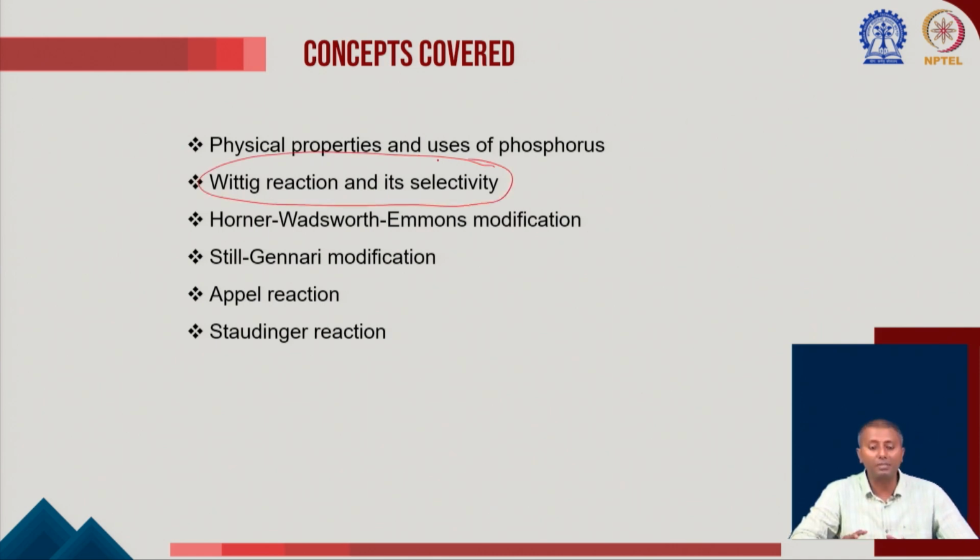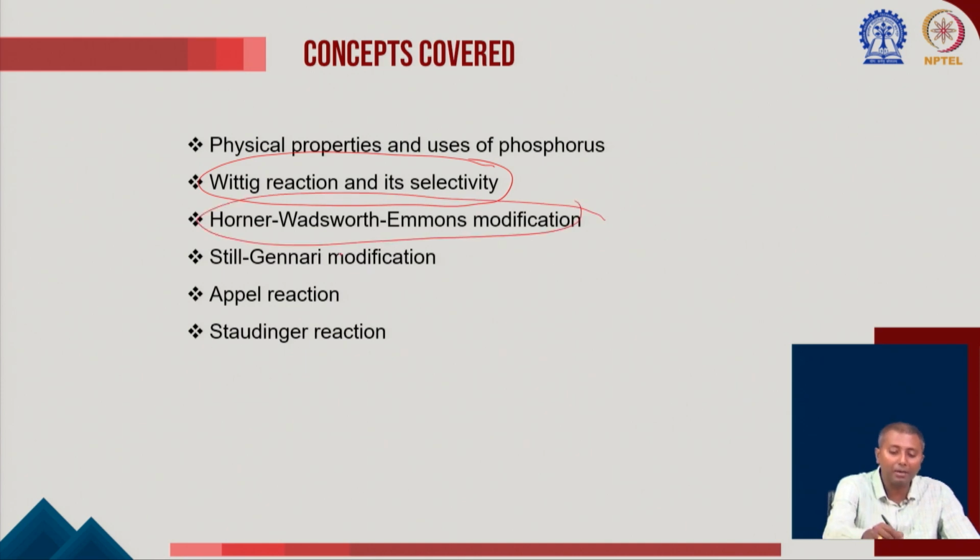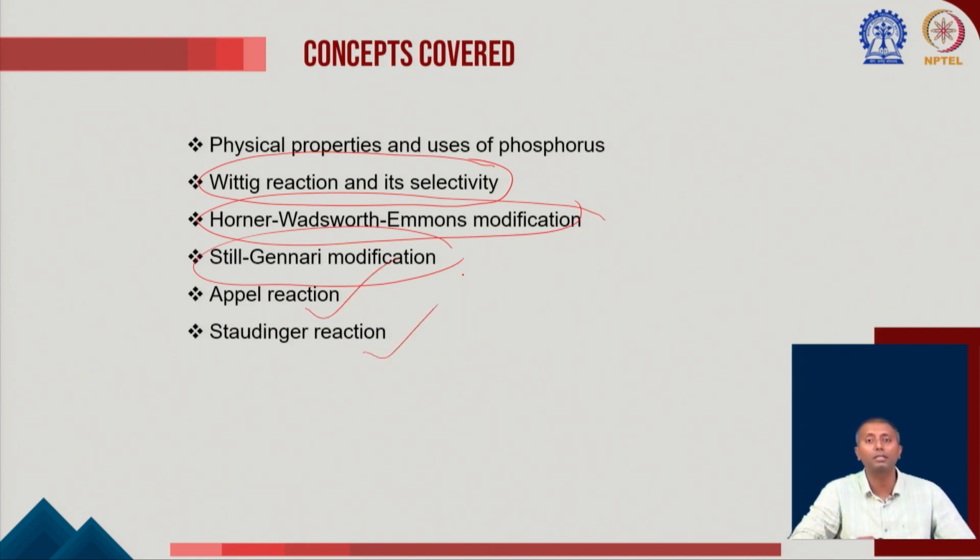We will talk about the different selectivity and modifications of this reaction, the Horner-Wadsworth-Emmons modification. Then there are several other modifications of this reaction. We are going to talk about that, the Appel reaction, and finally finish with the Staudinger reaction.